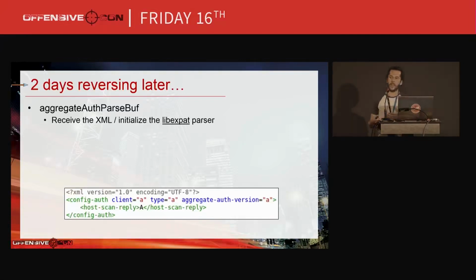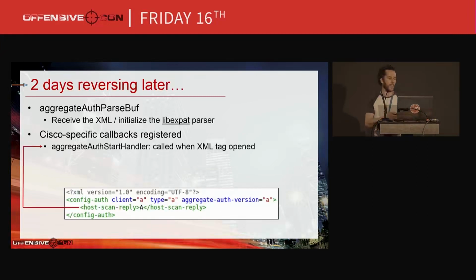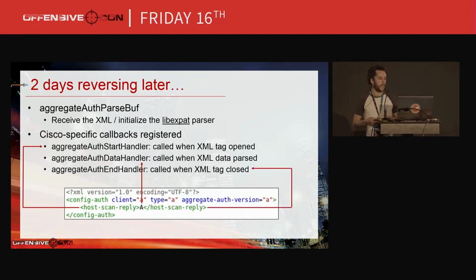And the way it parses XML is going to initialize libexpat, which is an open source library, and they rely on that. If you want to use libexpat, you need to define some callbacks that are going to be called by libexpat each time some XML tag or data is encountered. So basically, the way it's implemented in ASA is you register an auth start handler for when a tag is opened, an auth data handler for when data is parsed by libexpat, and an end handler for when the actual tag is closed.